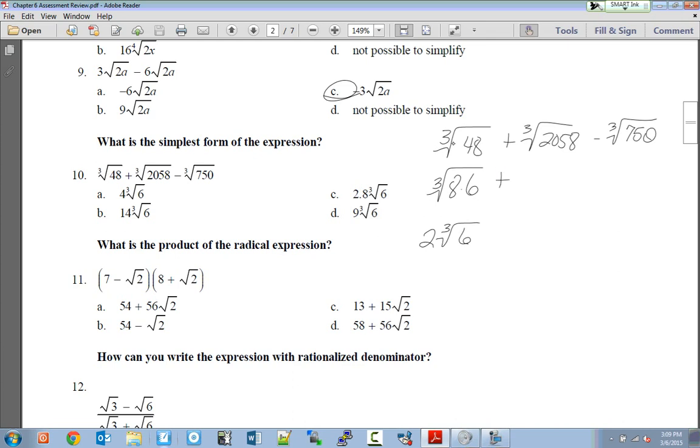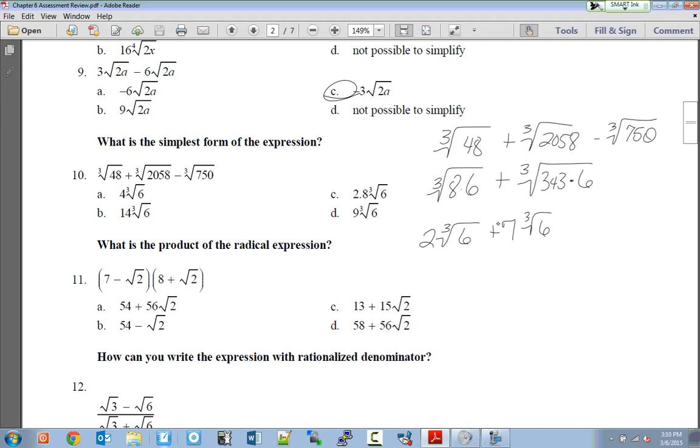Now, the reason I started with the smallest number is because now we know the number that has to stay under the radical. And if we can't get it for one of the answers, we know it's not solvable. We know that number that has to be there is 6. So we need to find the cubed root of something times 6 that equals 2058. Just take the 2058 and divide it by 6, and that gives you 343. Well, the cubed root of 343 just happens to be 7. So this will be plus 7 cubed root of 6.